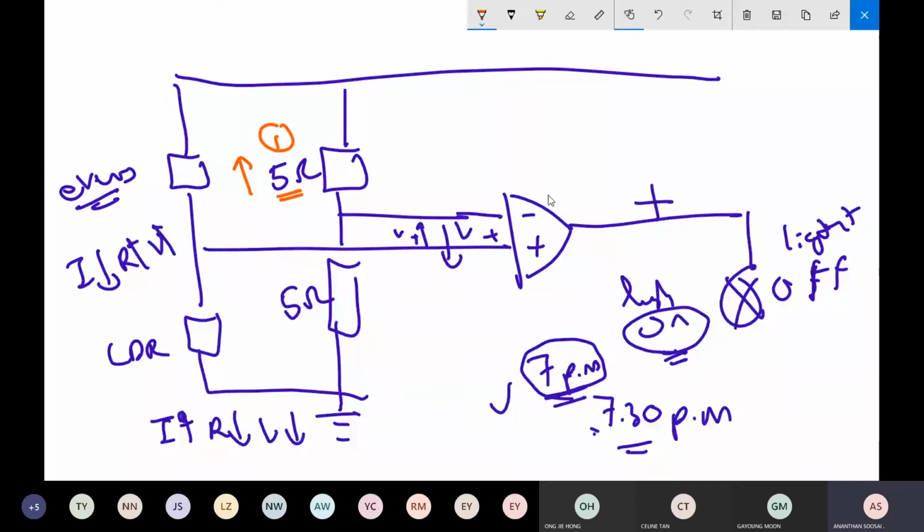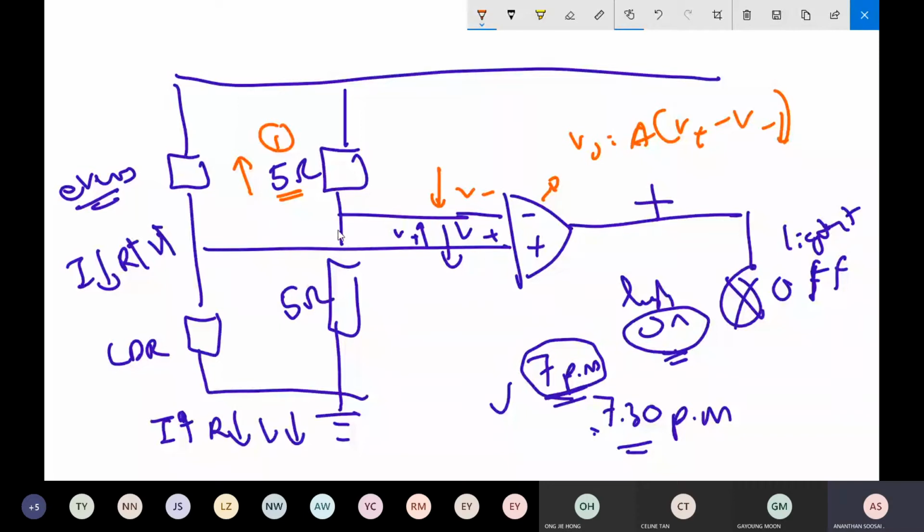Because the formula followed by the op-amp is what? The output equals gain times V positive minus V negative. So if you want it to be on at 7 p.m., you must make the V negative smaller. V positive you can't do anything about because it's set by the sensor. So the V negative here must be made smaller.